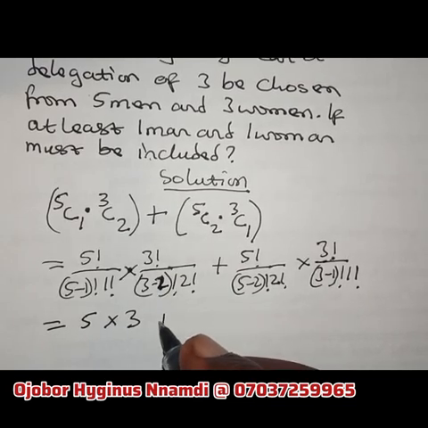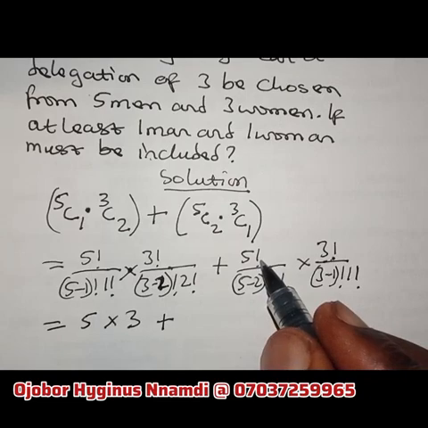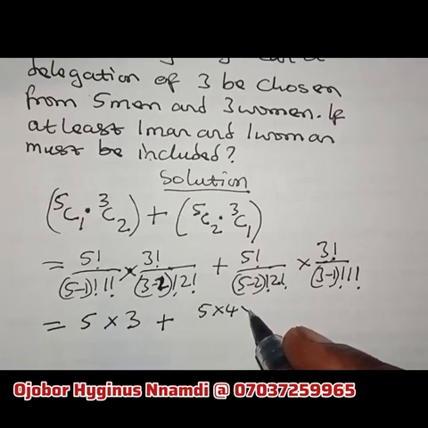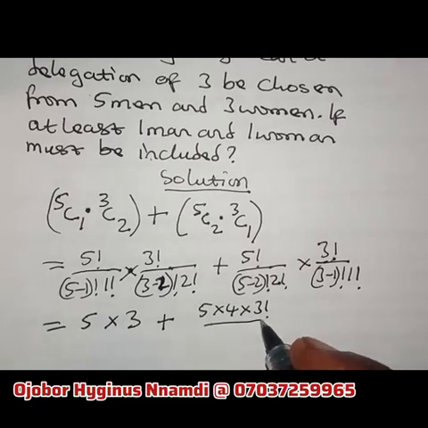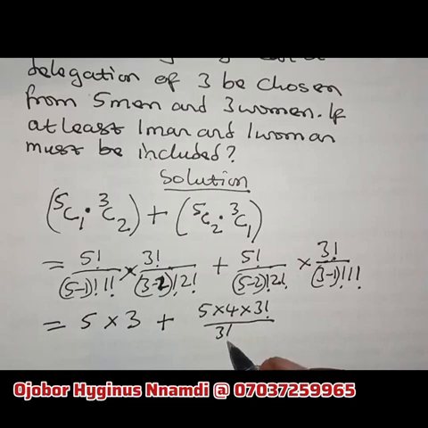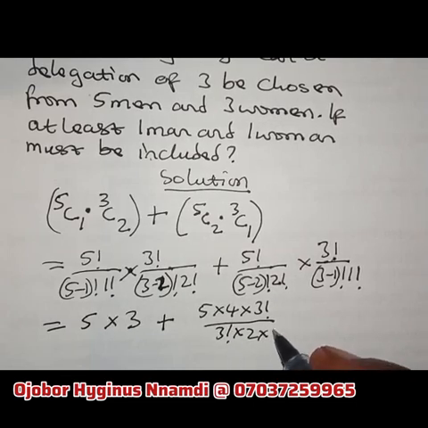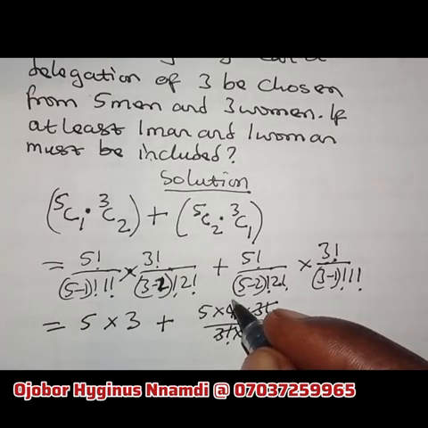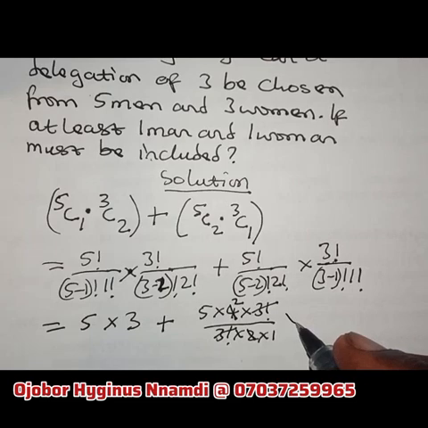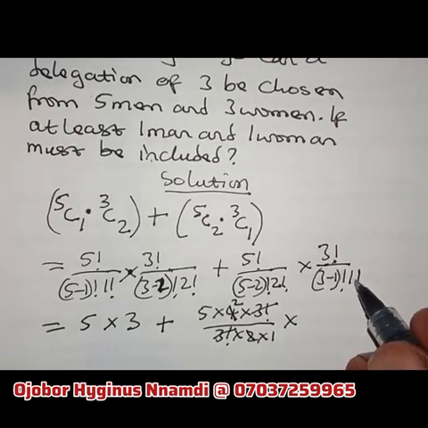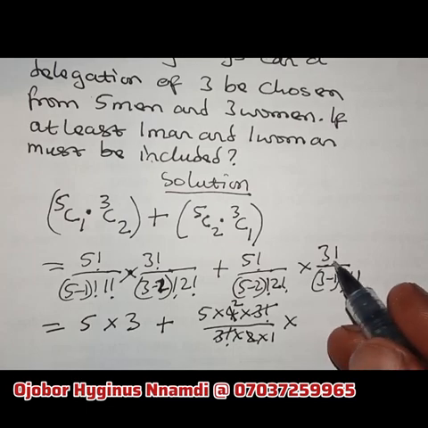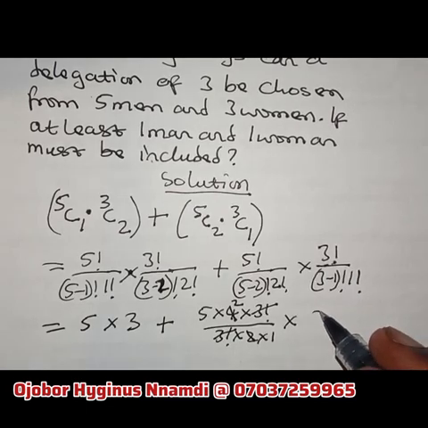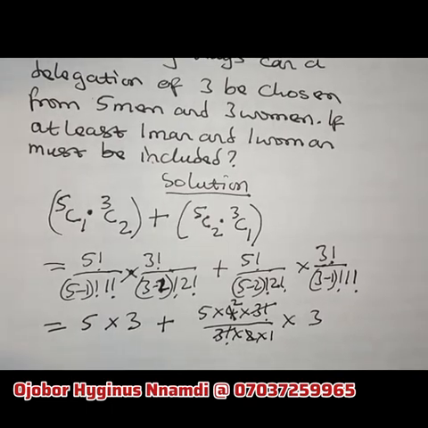So we now have plus again, 5 combination 2 will give us 5 times 4 times 3 factorial all over 5 minus 2 is 3 factorial, then times 2 times 1, 3 factorial will cancel 3 factorial, and 4 over 2 will give us 2. So we have 10 times any number combination 1 is still that number. So 3 combination 1, which is 3 factorial over 3 minus 1 factorial, which is 2 factorial, will give us 3.